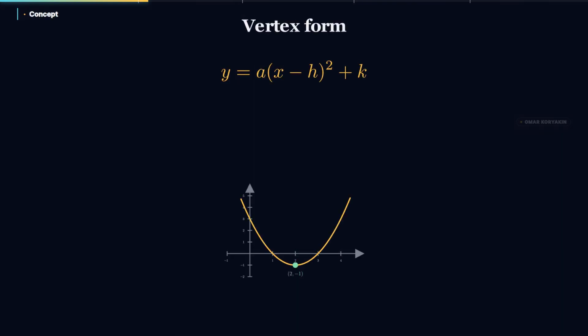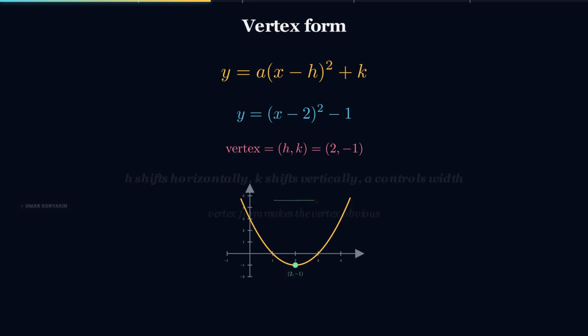Take y equals x minus 2 all squared minus 1. The form already has the vertex baked in, so just read it off. Identify the vertex parameters. H is 2, k is negative 1. The vertex is at the point 2, negative 1, which is the lowest point of this upward opening parabola. The graph confirms the parabola sits with its low point at 2, negative 1. The axis of symmetry is the vertical line x equals 2, passing through the vertex.